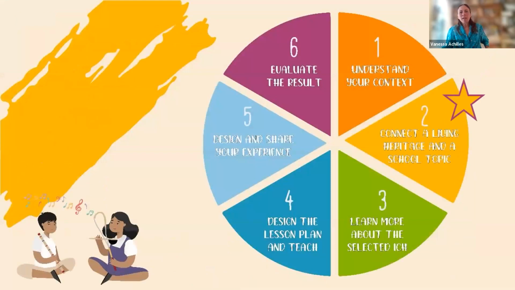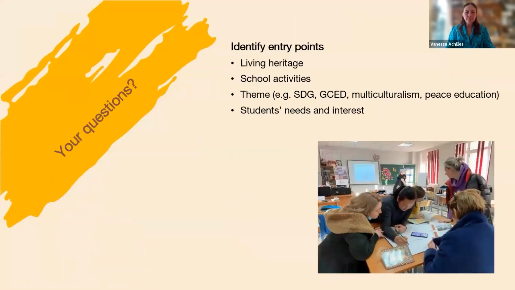Yeah, so at this stage, you have an idea of the ICH, of the living heritage around you. You have an idea of who can be your partners. You have an idea of whether it's better to work in an extracurricular context or curricular context or in a proper lesson. So concretely, how do you connect a living heritage element with this school activity?